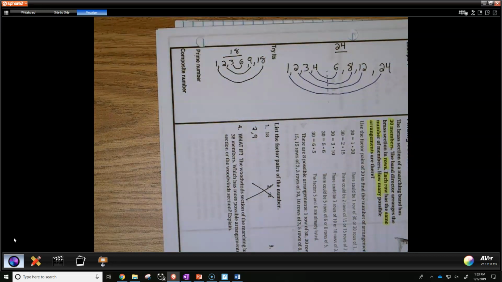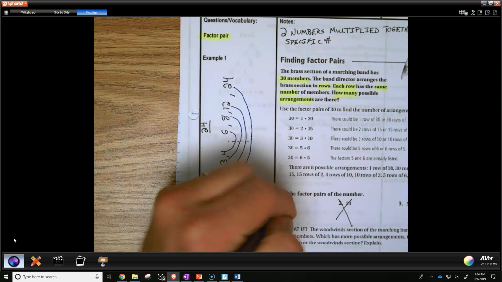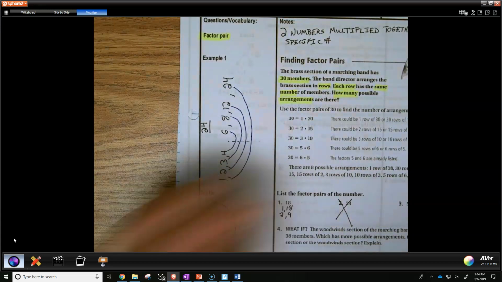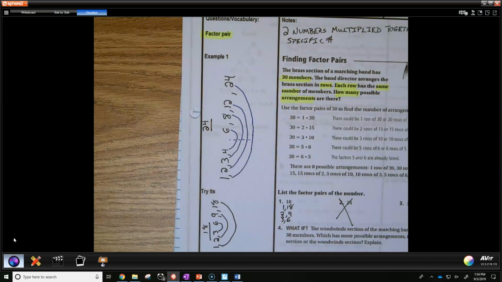Let's check. 1 times 18 is 18. 2 times 9 is 18. 3 times 6 is 18. 4 times 4 is 16. 4 times 5 is 20, so no. 5 times 3 is 15. 5 times 4 is 20, so no. 6. Already have it. So the pairs are 1 and 18, 2 and 9, and 3 and 6.